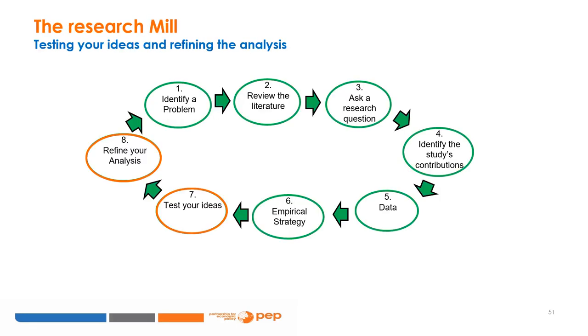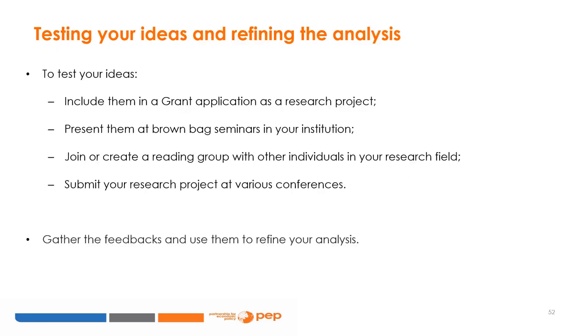The last two steps are to test your ideas and refine your analysis. Once you have executed your empirical strategy and obtained estimation results, the next step is to submit findings from these results to a validity test. There are several ways this can be done, and they are not mutually exclusive. You may include your findings in a grant application as a research project, present them at brown bag seminars in your institution, join or create a reading group with other individuals in your research field, and submit your research project at various conferences. After that, you gather the feedback and use that to refine your analysis.